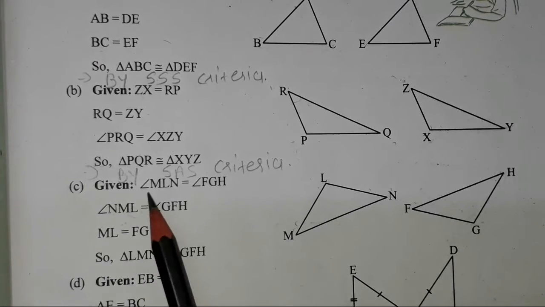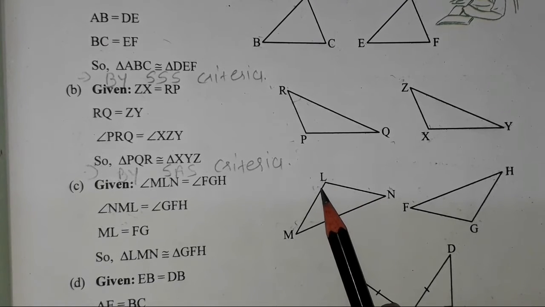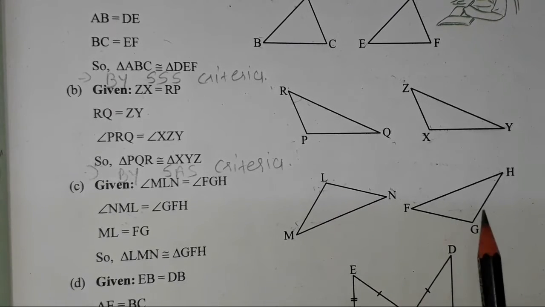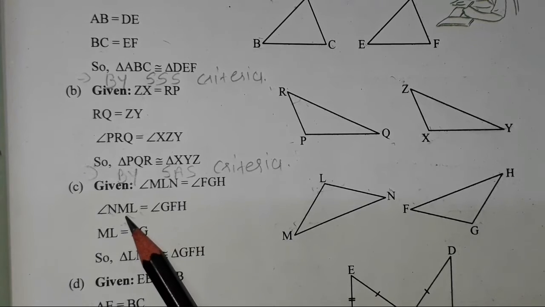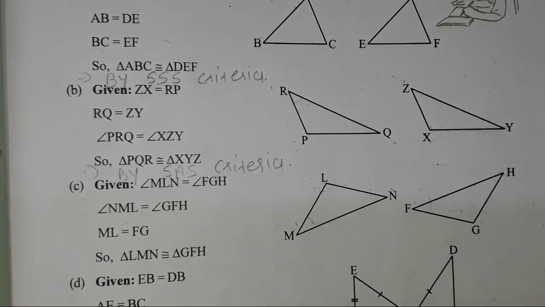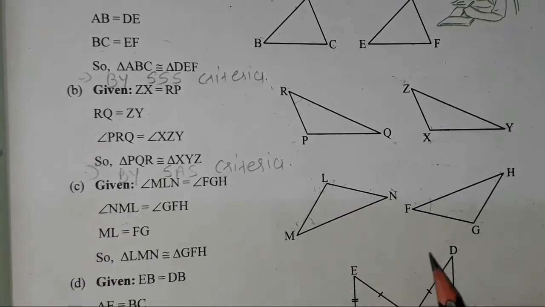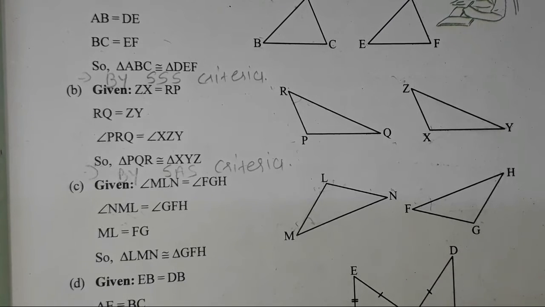So here you can see angle MLN and angle G. The angles at points L and G are equal. Similarly the angles at points M and F are equal, and it is given that side ML and FG are equal. So which criteria is it? We studied during the introduction the ASA criteria.